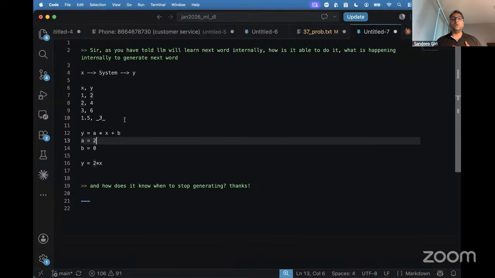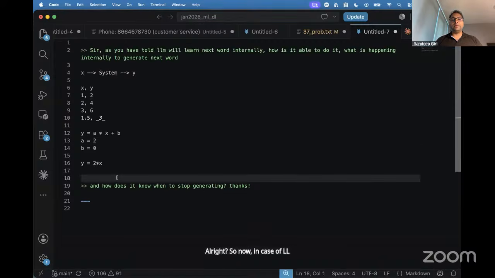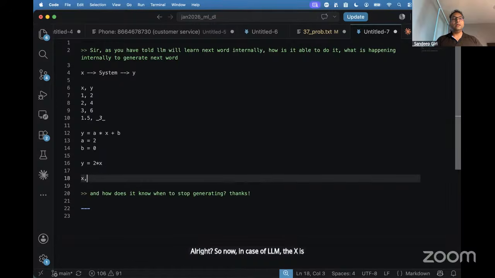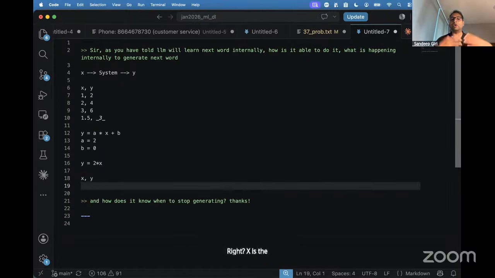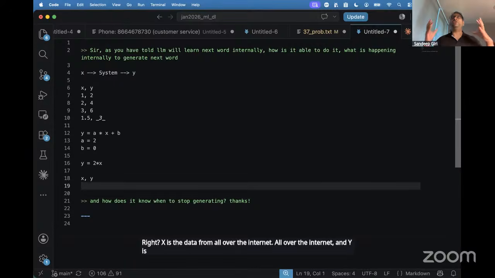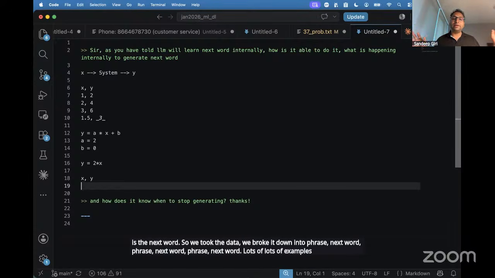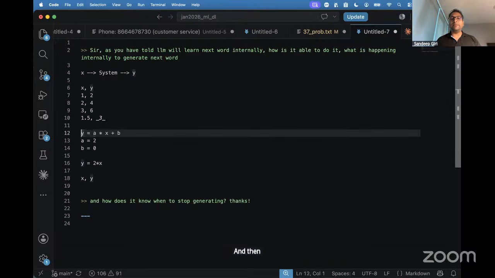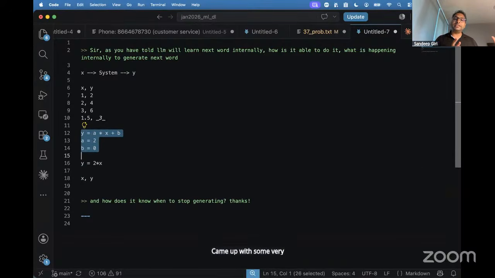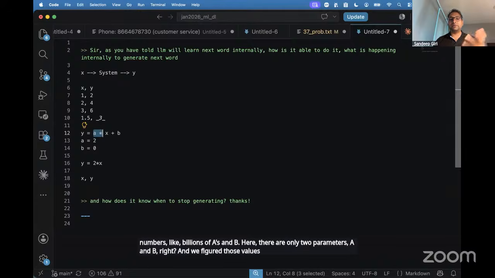All right. So now, in case of LLM, X is the data from all over the internet, and Y is the next word. So we took the data, we broke it down into phrase, next word, phrase, next word, phrase, next word. We created lots of examples, and then we came up with some very complex mathematical equation having billions of numbers, like billions of A's and B's. Here there are only two parameters, A and B, and we figured those values of A and B from this past data.